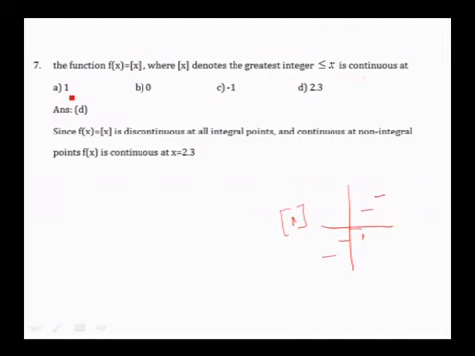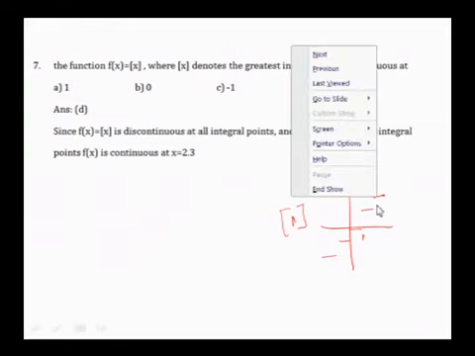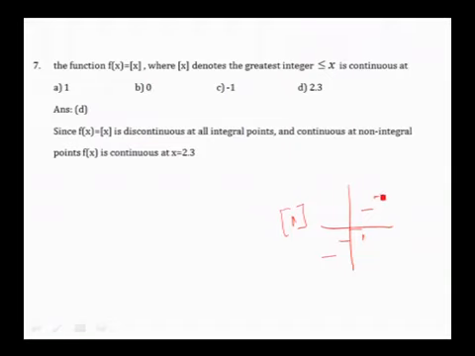But here he has given 3 integral points and 1 non-integral point, 2.3. This is definitely continuous at all non-integral points. 2.3 comes somewhere here between 2 and 3. So when x is 2.3, the function is continuous. It is continuous between 2 and 3, not at 2 and not at 3. That is the only fraction, and these are all integers. So the answer is 2.3.